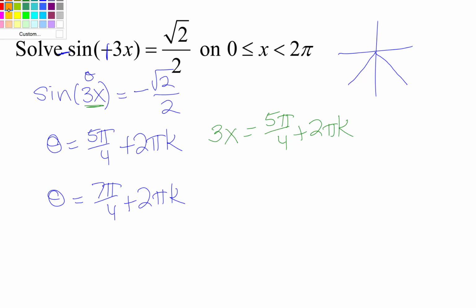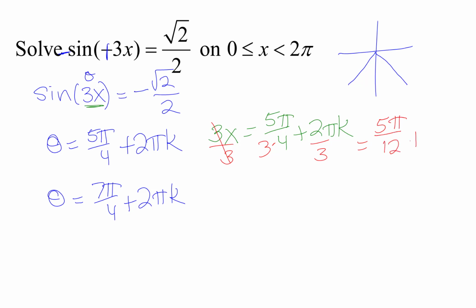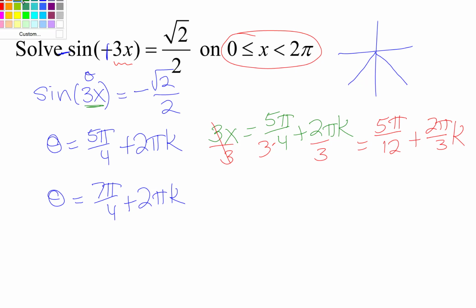I'm going to divide everything by 3 to solve for x, and this would give me all solutions for that first angle and loops around. So 5 pi twelfths plus 2 pi thirds k. Now we only need enough loops to get all the answers between 0 and 2 pi, because this didn't say all solutions, it said between 0 and 2 pi. Because it's a 3 in front of the x, normally I would have gotten 2 solutions on one loop. I now need 6. So I know I'm headed towards 6 solutions.